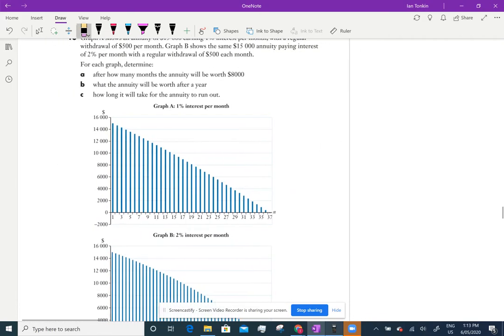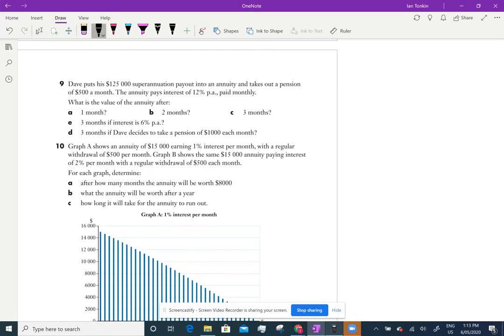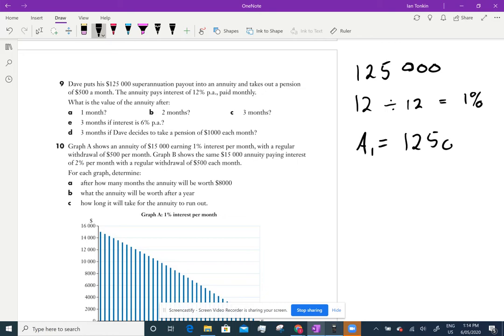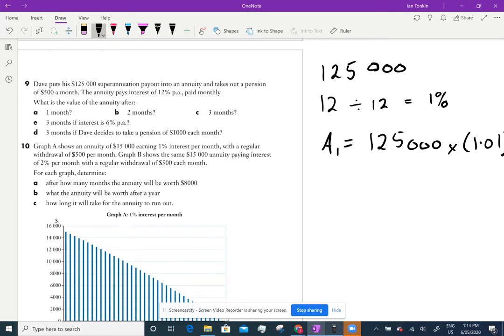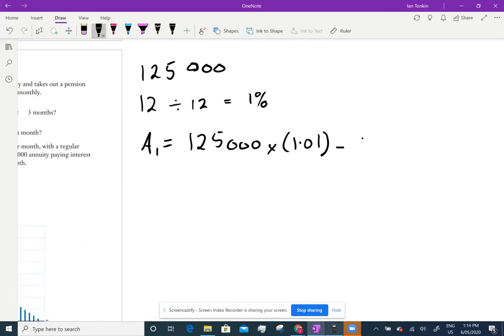Rightio. So what do we got? 125,000. 12%, but we're dividing by 12, so it equals 1% because we're doing it monthly. So after 1 month, it equals 125,000 times 1.01 minus, how much is he going to take out? Or 500. So that's what it is after 1 month.